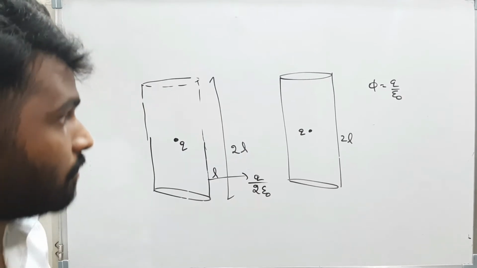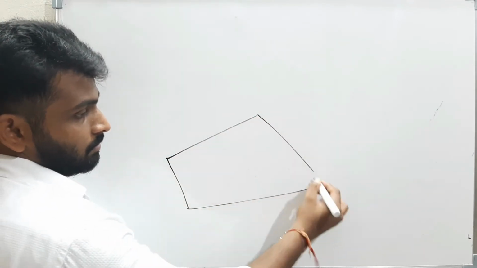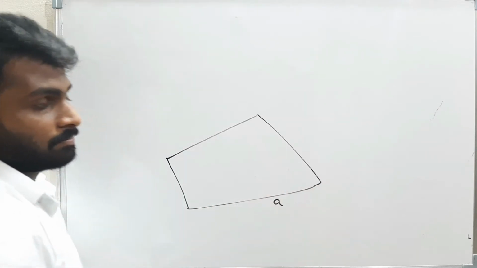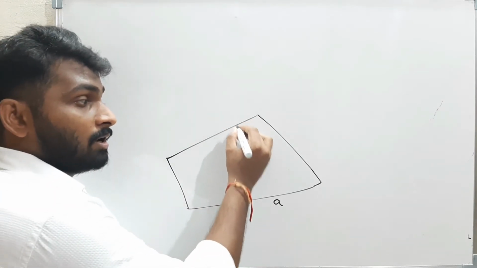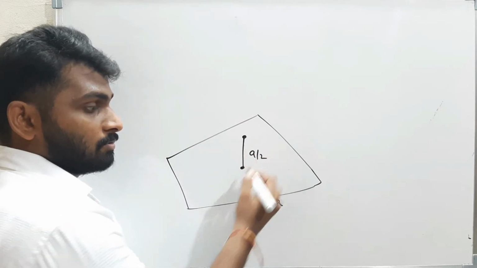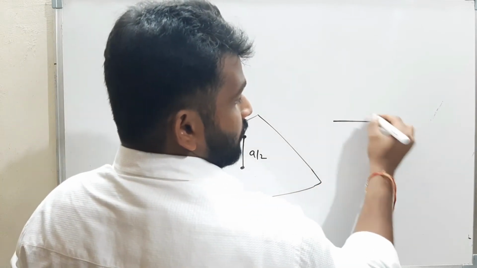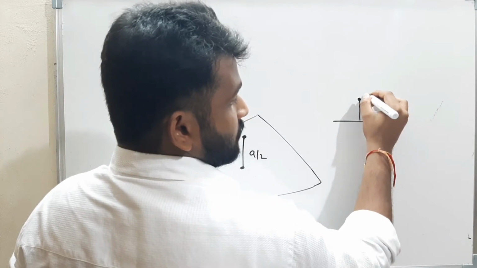Okay, now we'll see one more small one here. Now if this is a plate, a square plate of side A, they told there is some small charge Q at a distance A by 2 from the plate.